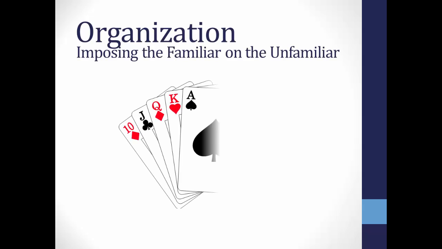In the second stage, organization, your brain takes the information your senses have selected and arranges it in a meaningful way, so that in the next stage, you can interpret it. We impose the familiar on the unfamiliar. When you play cards, do you arrange or organize your cards in your hand the same way, regardless of which game you're playing? No, because that makes it difficult for you to take the next step of doing something with that information. There are certain principles or rules our brains follow while organizing information.